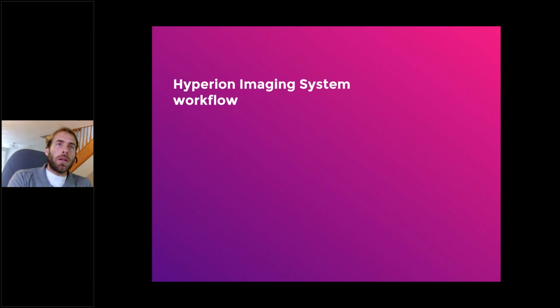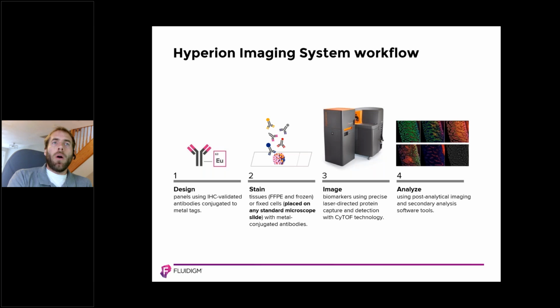So how does this all work? How do you get started? How does the system work? Well, first of all, the first step is you have to design your panels, and we use immunohistochemistry validated antibodies conjugated to metal tags. We have a catalog of these antibodies available. You can also conjugate your own favorite markers, your own favorite antibodies, and Sydney's Core offers a very nice service that will do that for you.